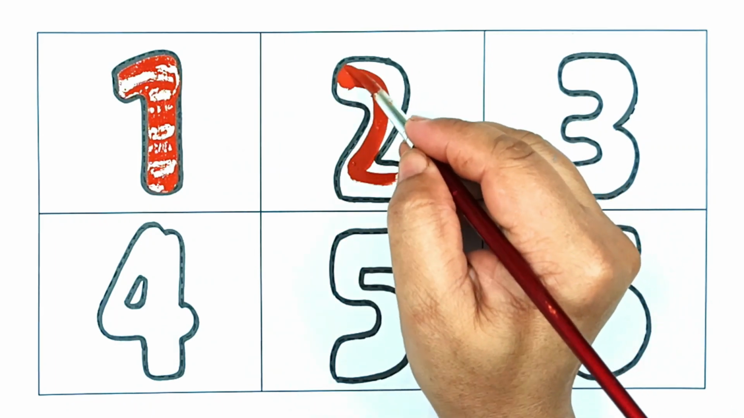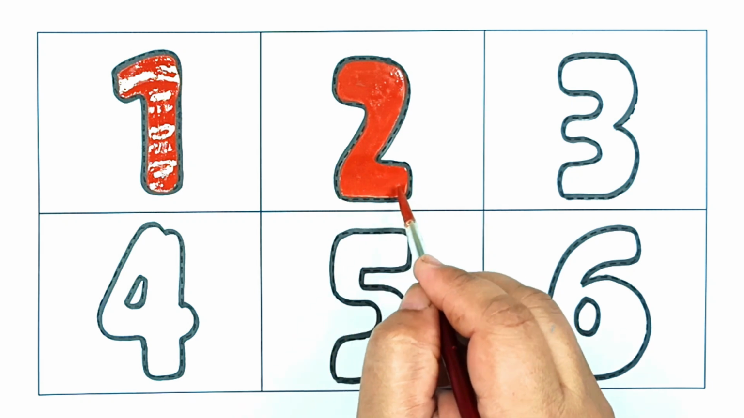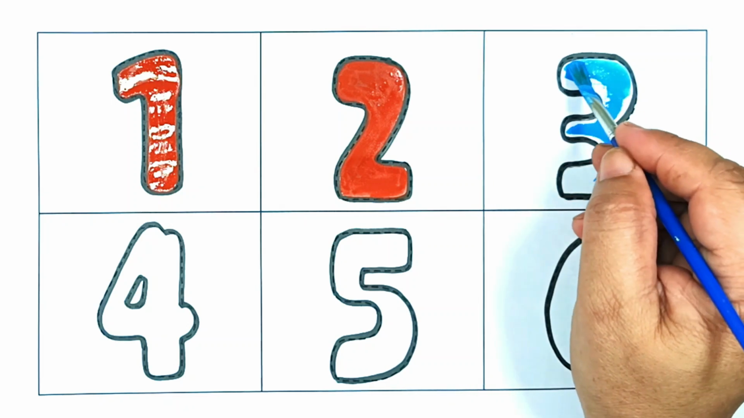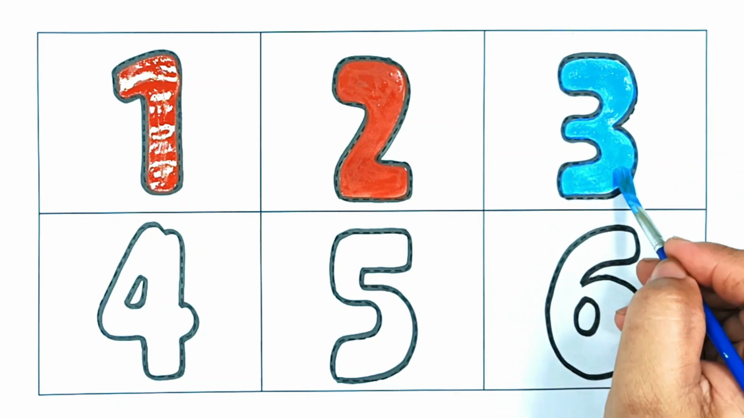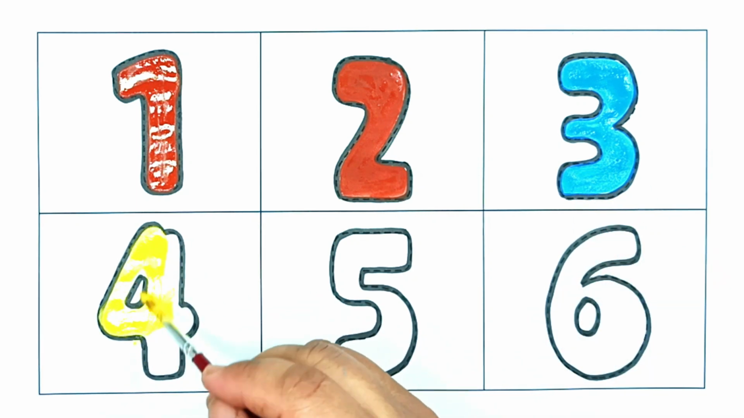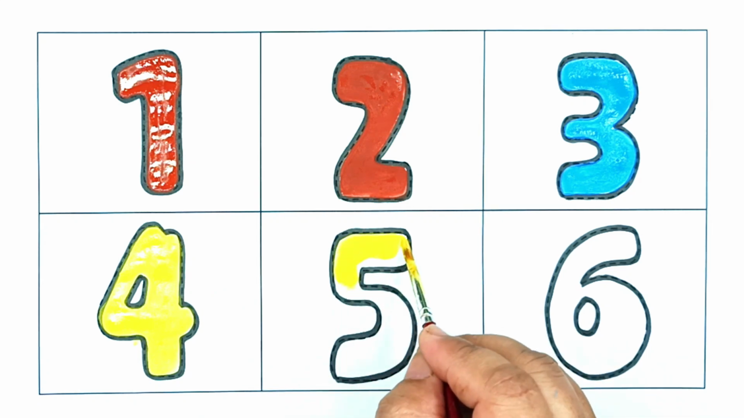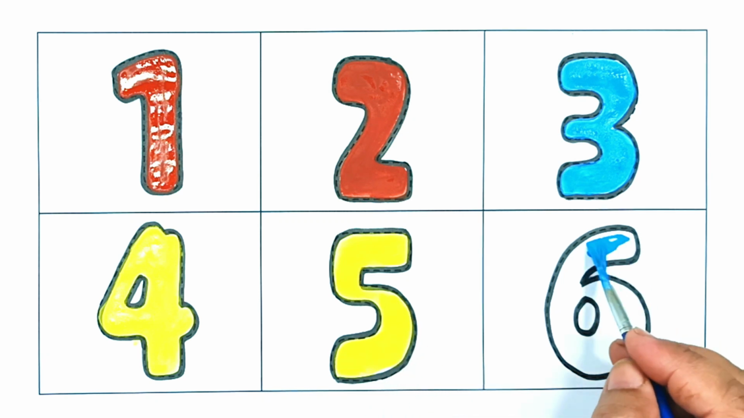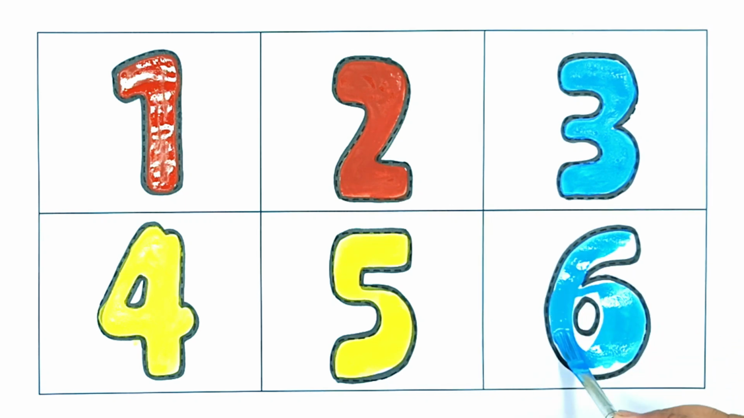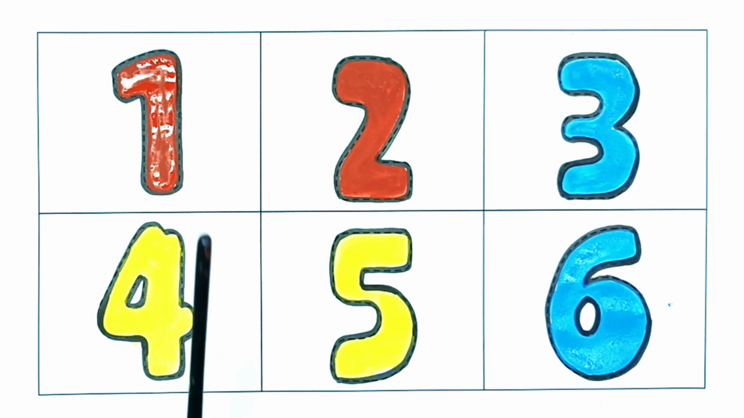One, 1, two, 2, 3, 3, 4, 4, 5, 5, 6, 6. 1, 2, 3, 4, 5, 6.